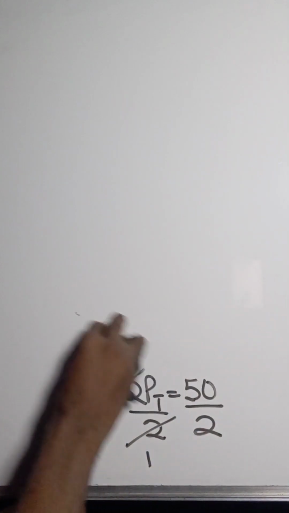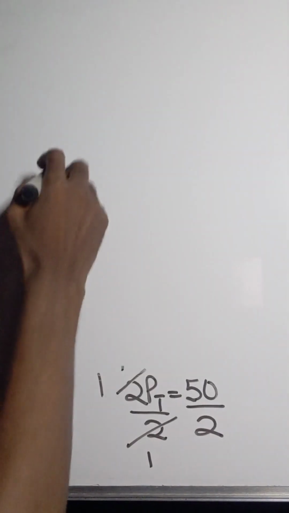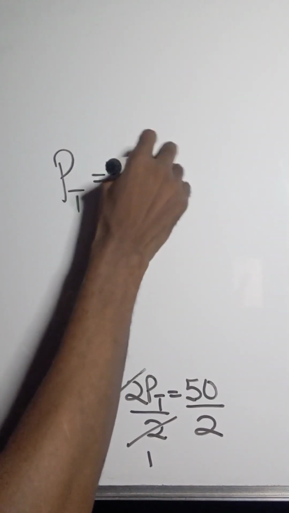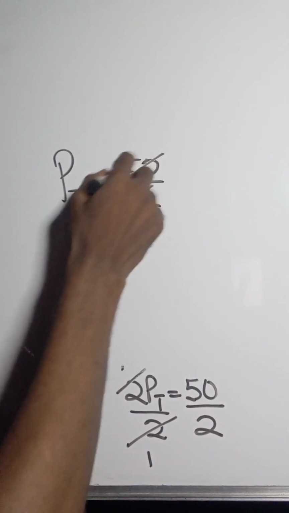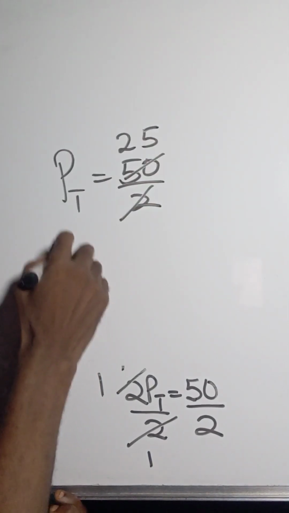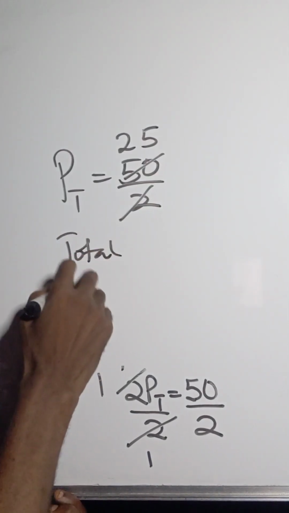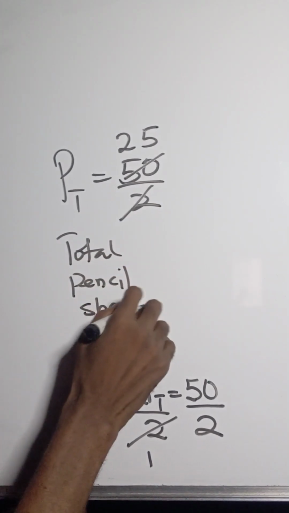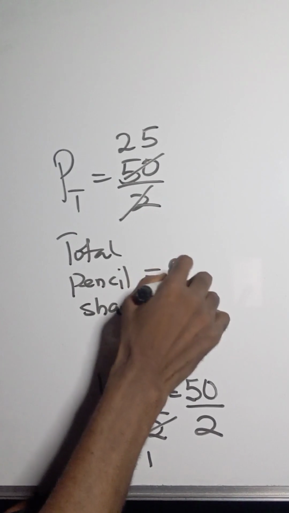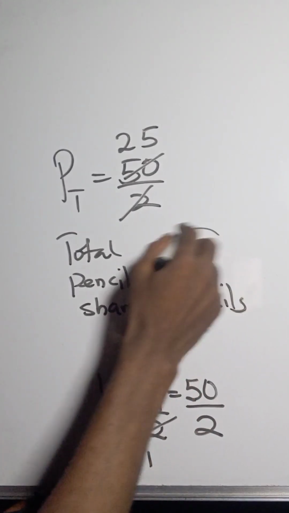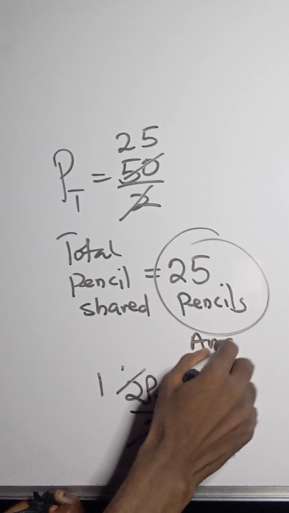So the total pencils that were shared, PT, is equal to 50 over 2. If we cancel this out, we'll have 25. So the total pencils shared amongst the three of them is 25 pencils. So this gives us the answer to this question.